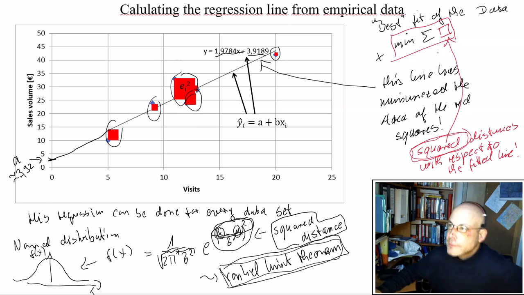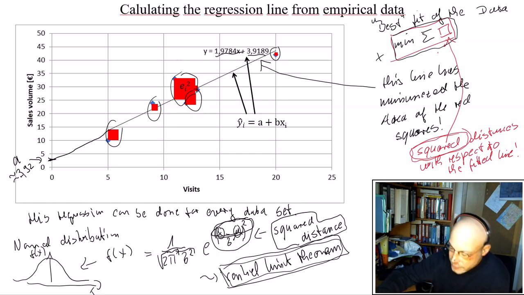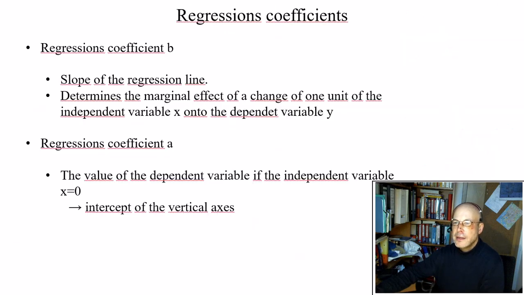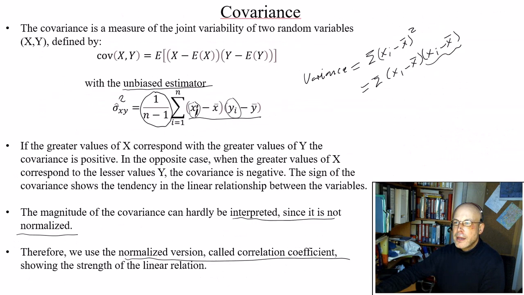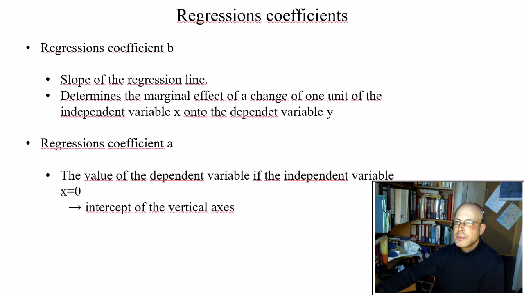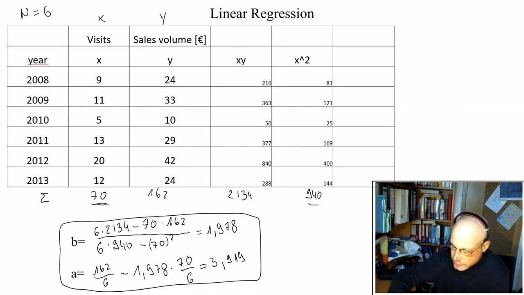Okay, but we are going back to our problem. We are minimizing the sum of these squares, so the total area of these squares should be minimized, and then we come to our fitted linear line, and this we have done in our example. Where did I? Here. So here we calculated the slope and the cut of the vertical axis.